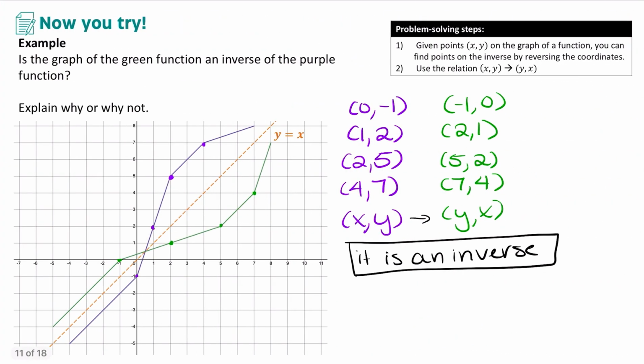So what I did to figure this out is I just listed out some points, right? So I looked at the purple function and I just listed out the coordinates of some points. And then I listed out the coordinates of some points on the green function. And notice that the coordinates are reversed, right? So this does represent that relationship that (x, y) becomes (y, x). So it is an inverse, right? Because it does represent a reflection of the graph over the line y equals x.